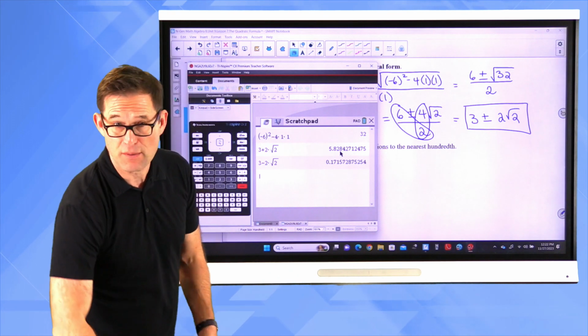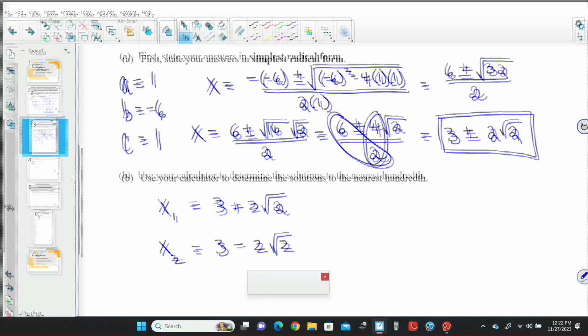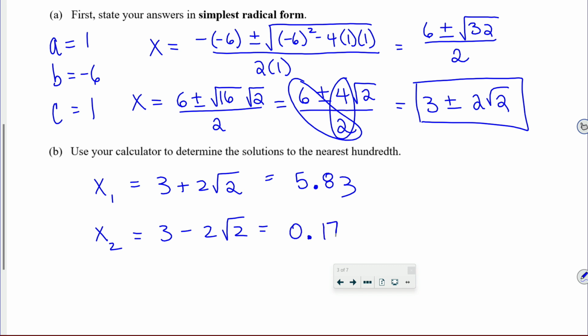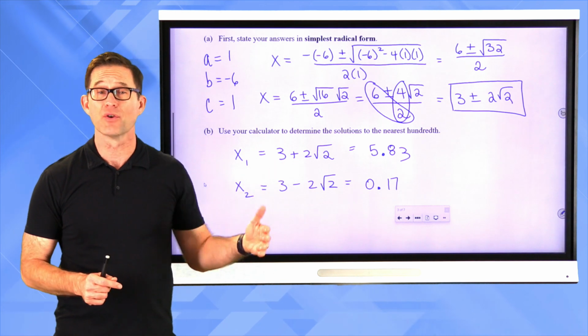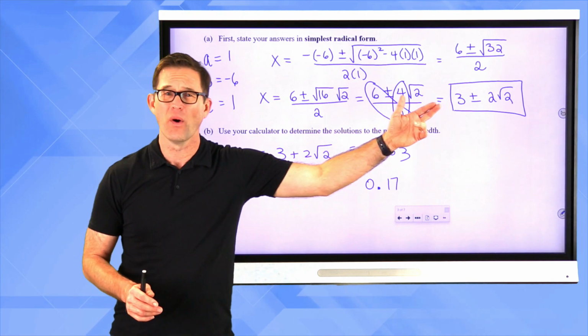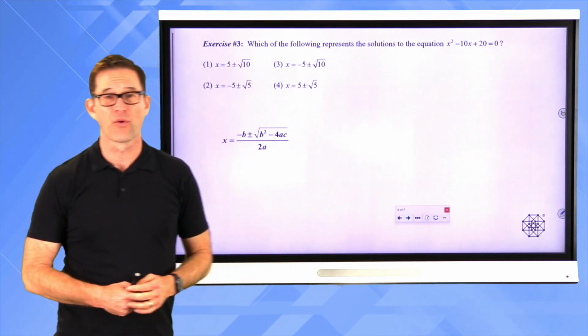All I need now is to pick up my sheet of paper and write them down in terms of their rounded version. 3 plus 2 root 2 is 5.83, and 3 minus 2 root 2, 0.17. All right, and again, in many practical problems, you actually want your two answers rounded to some decimal accuracy. It's very rare that you actually want it just looking like that. All right, let's keep practicing with the quadratic formula.